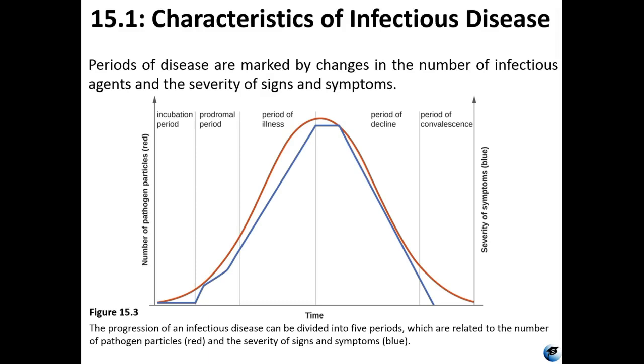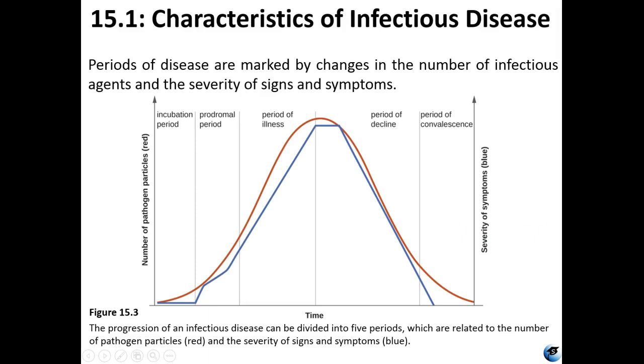And then the severity of signs and symptoms: generally your signs are going to be low when you have a lower number of bacteria or virus, and your symptoms are going to be much higher as you have more and more and more, and your immune system is reacting. A lot of the symptoms that you have actually are coming from your own immune system fighting off the microbe. As your immune system starts to win the war, the number of pathogen particles is decreasing, and so are your symptoms. But they have named these periods. So we've got the incubation period, prodromal period, the period of illness, and then it peaks and you start to have the period of decline and period of convalescence.